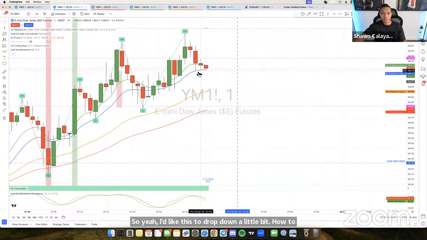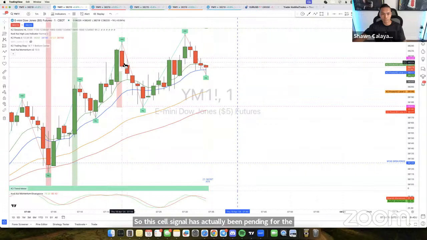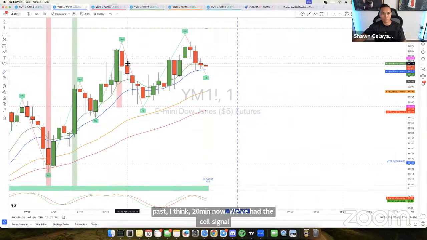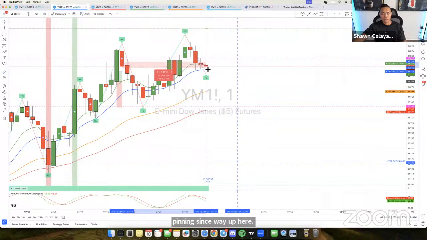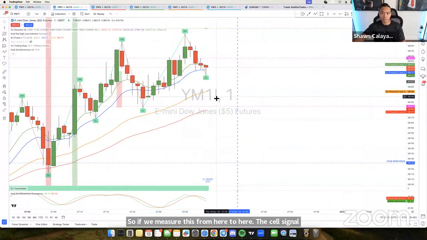This sell signal has actually been pending for the past, I think, 20 minutes now. We've had the sell signal pending since way up here. So if we measure this from here to here, the sell signal has been coming up for about 16 minutes now. It's a long time to have a pending sell signal.